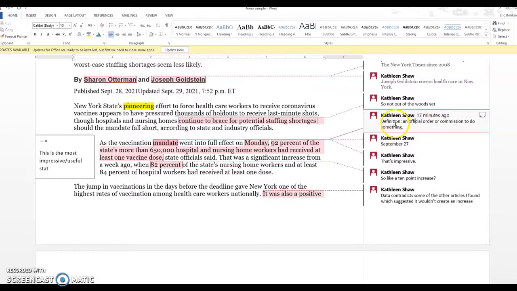You can see right here, I have a definition. I wanted to make sure I was clear on what a mandate was. So I just Googled it, and the first dictionary hit that came up, I copy and pasted the definition right in here so that I know exactly what a mandate is.